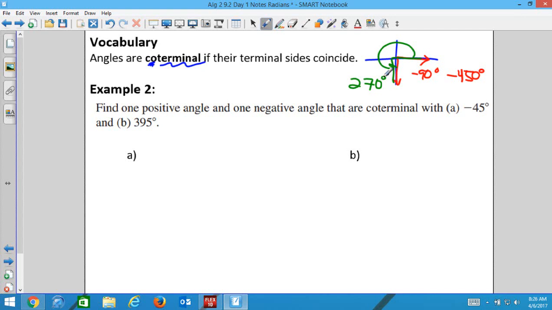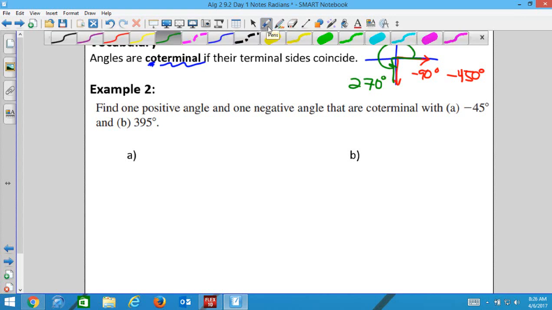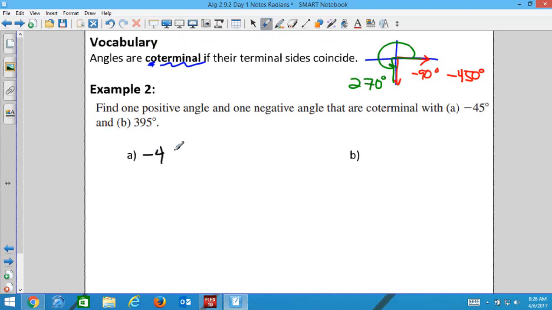So this one says find one positive and one negative angle that are coterminal with negative 45 degrees. So we're going to start with negative 45 degrees. You can either add 360 or subtract 360. You can add multiple 360s or subtract multiple 360s, just always 360. What happens if I add 360 to the negative 45? It's negative 45 plus 360 degrees. What do we get? 315. Yep.